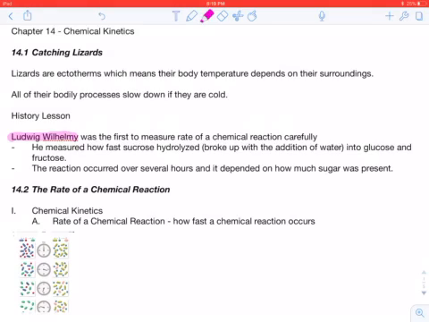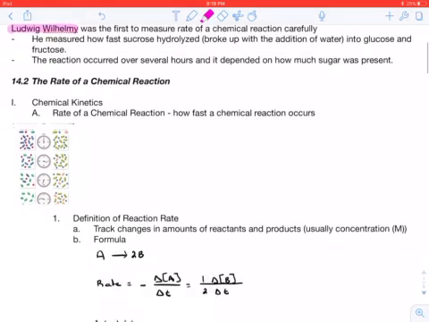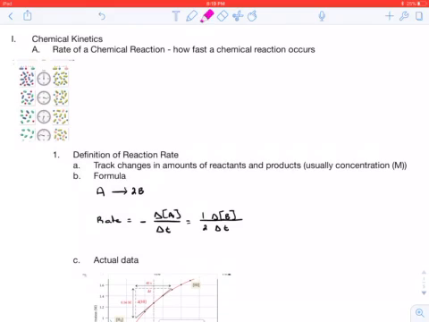Just one thing that you should take from there, the history. Ludwig Wilhelmy was the first to measure rate of reaction carefully, so he's the one that gets credit for it. Basically what he did was he measured how fast sucrose hydrolyzed, which means it breaks up with the addition of water, into glucose and fructose. The reaction occurred over several hours, and what he saw is that it depended on how much sugar was present, which gave us our first item that depended on reaction rate, which is really cool, but we'll get into that a little bit later. So let's jump right into 14.2, chemical kinetics.